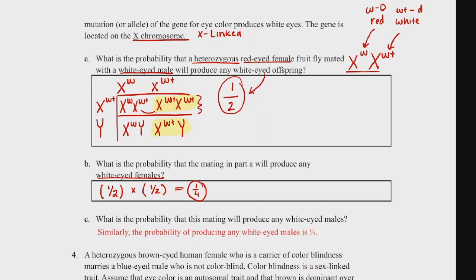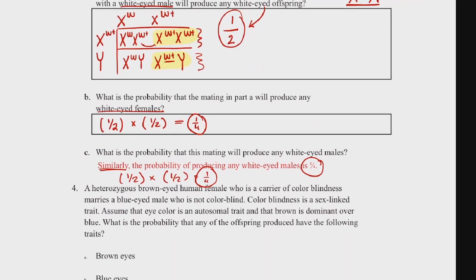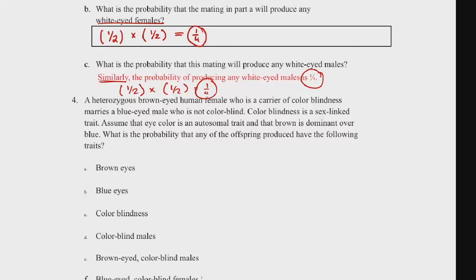And similarly with white-eyed males, I don't think this was supposed to be in here. This is a typo for the key. But it's the same math. So the probability of producing any white-eyed males is 1/4 because the probability of having a male is a half chance, and the probability of that male getting that defective allele is also a half chance, which is 1/4. Great.